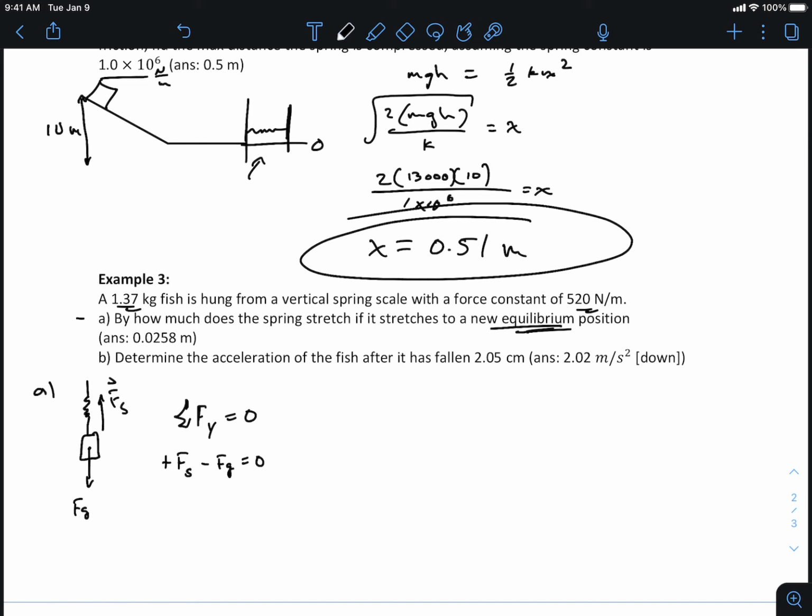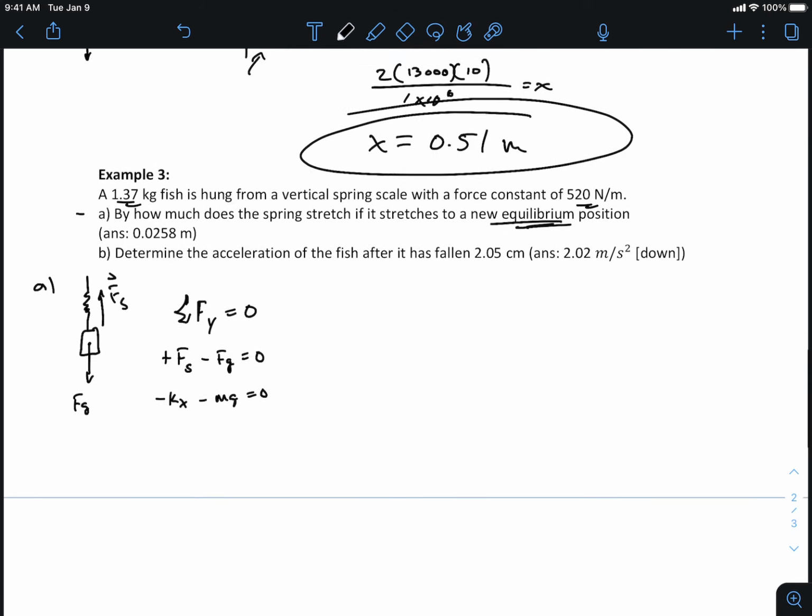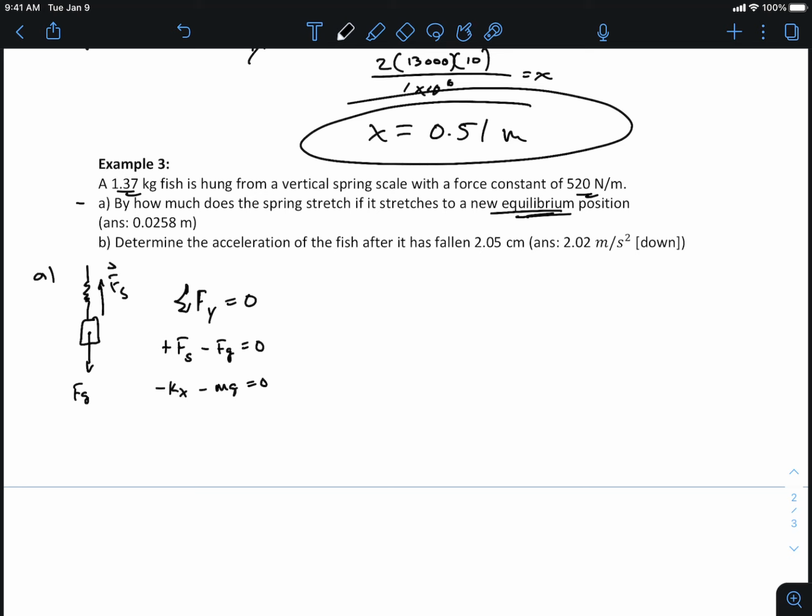Right? And so we can say the force of the spring, negative kx, minus mg is equal to 0, right? And then if I'm interested in solving for x, that's what I'm just going to do. I'm going to move the mg over, so I'm going to get negative kx is equal to mg positive, right? Divide both sides by negative k. I should see x is equal to that, right? So let's plug in our numbers.